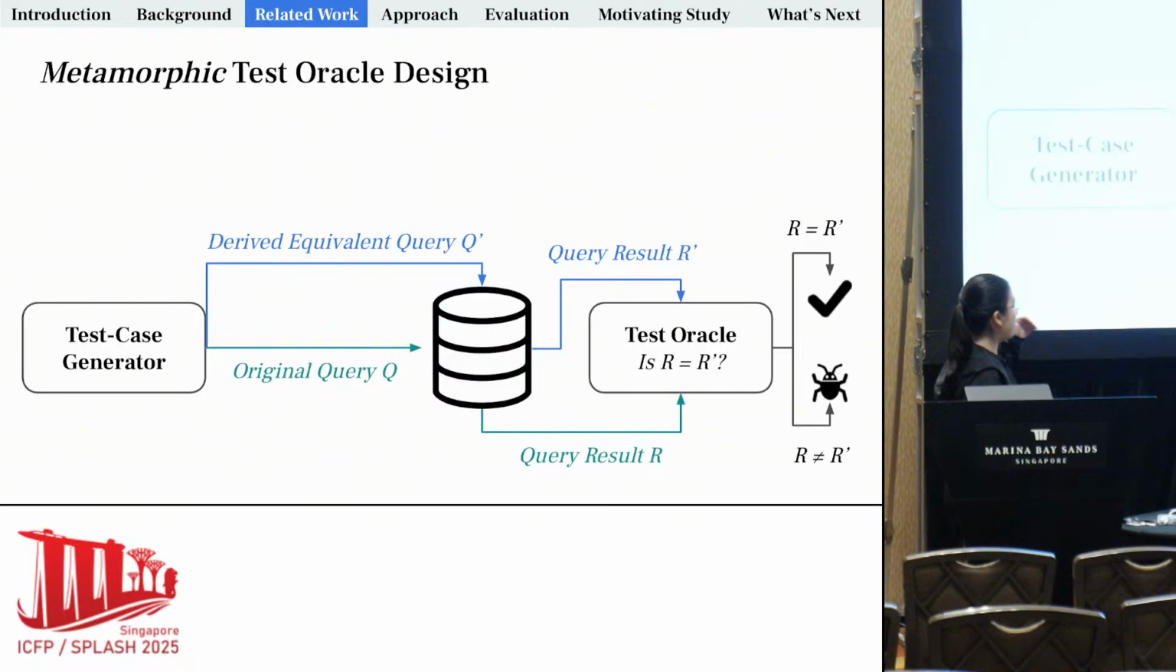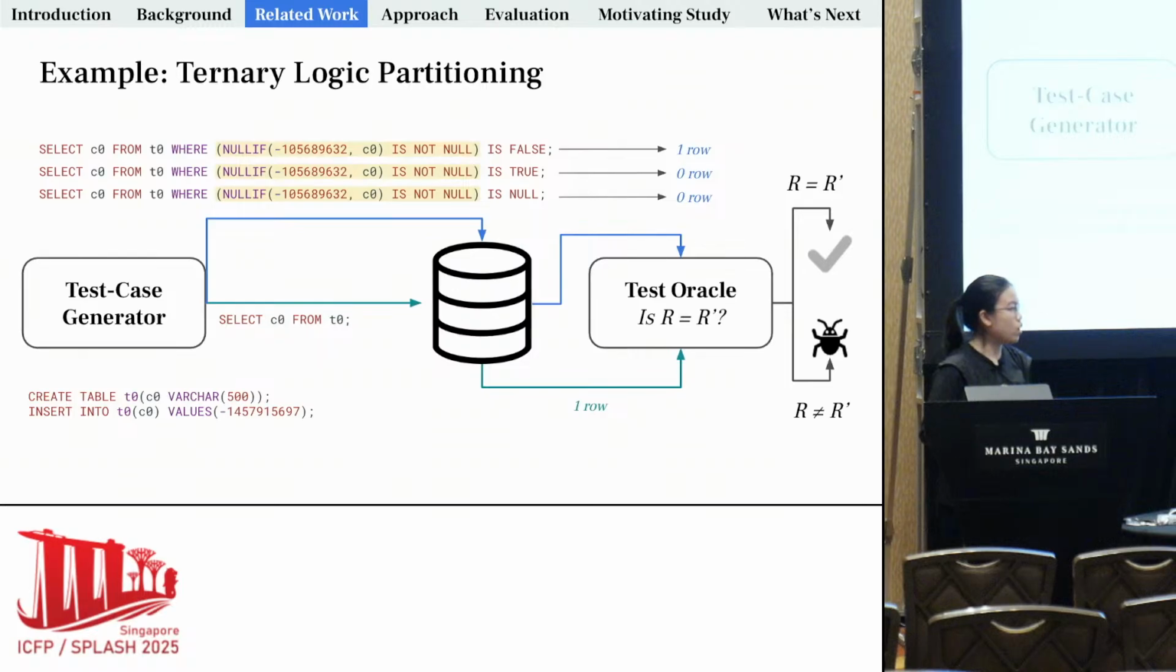Here, we have an original query as well as a derived equivalent query, both of which obey some set of relations, and we expect that the result produced by the original query is also equivalent to the result produced by the derived query. One such example is ternary logic partitioning, short for TLP. At the bottom, we have our original query, where it produces one row if we were to evaluate it.